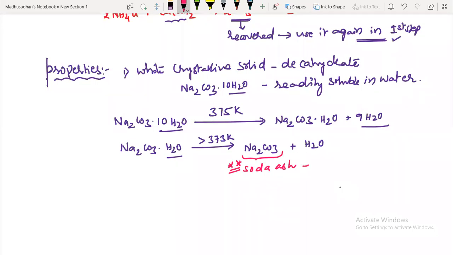Shall we write it like this? Anhydrous form of sodium carbonate. If it is the decahydrated form, that is Na2CO3 with 10 moles of water, right? So the anhydrous form is called soda ash.